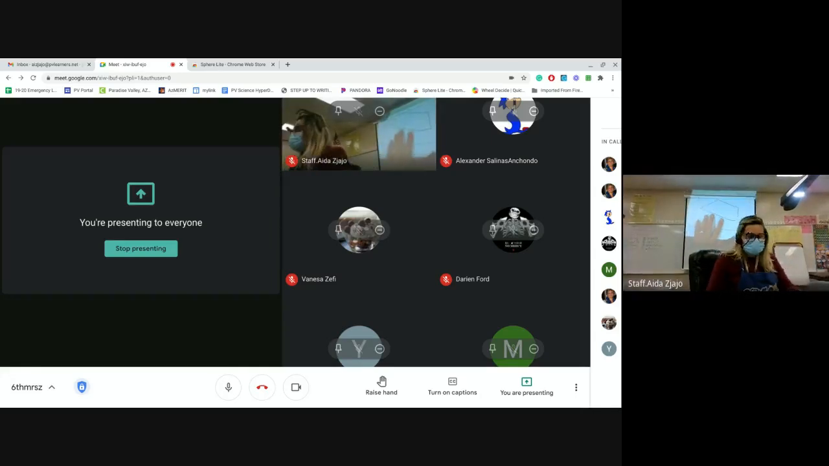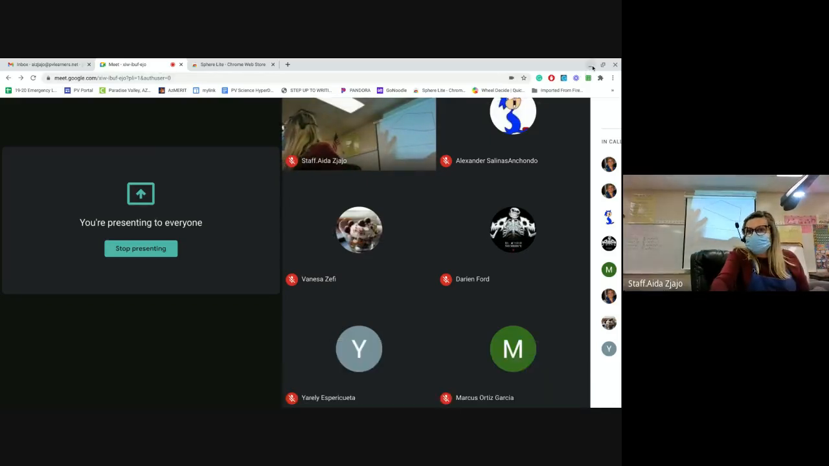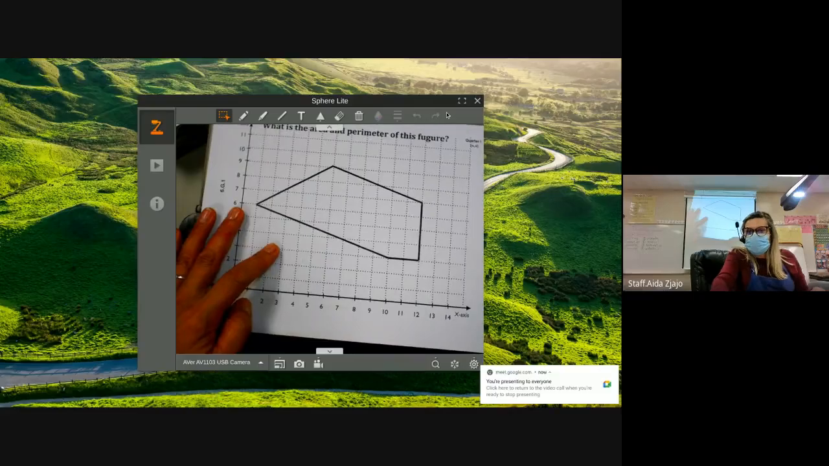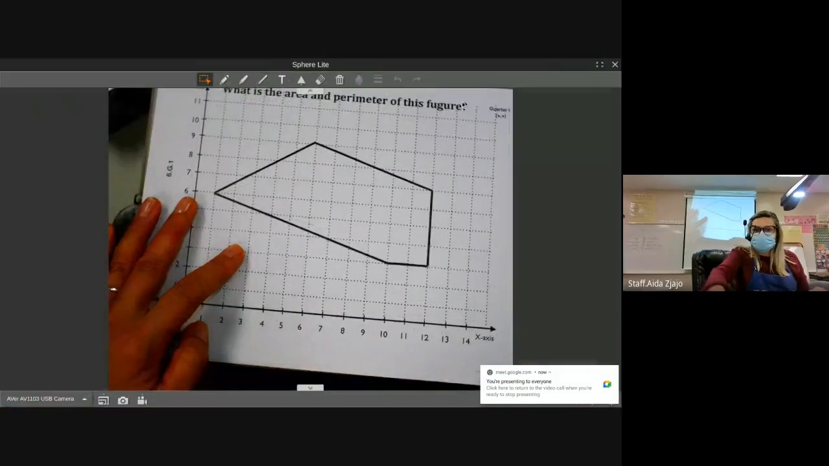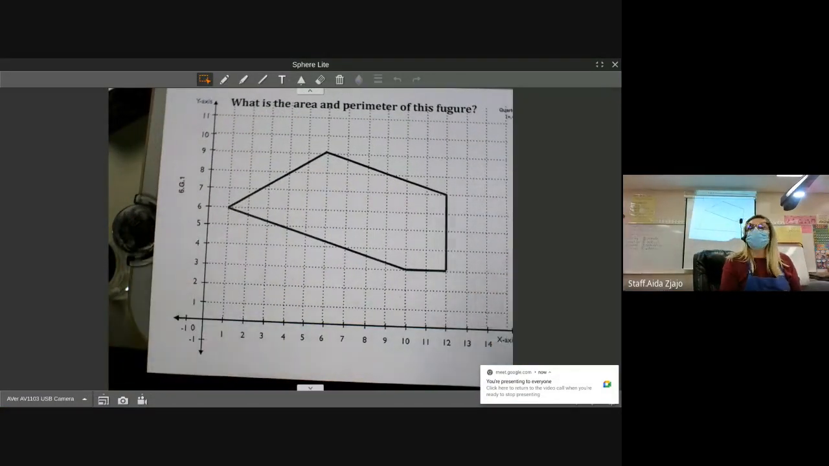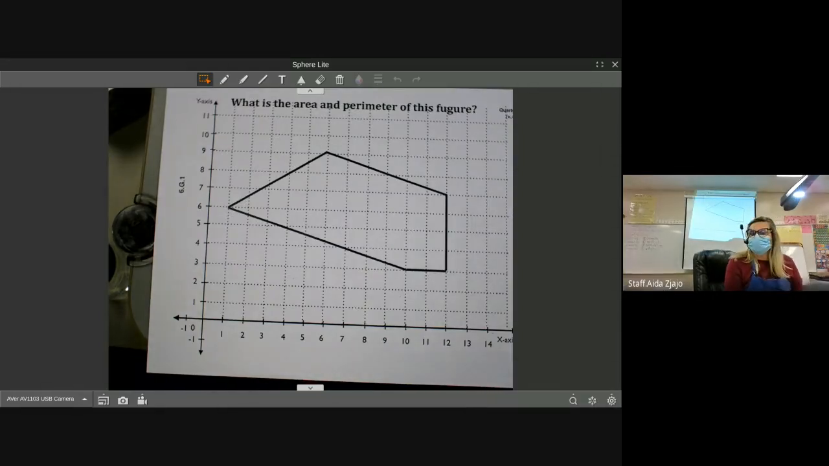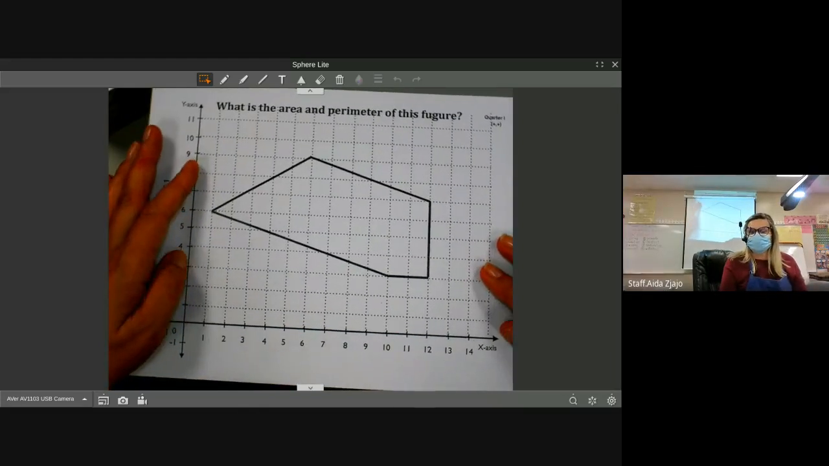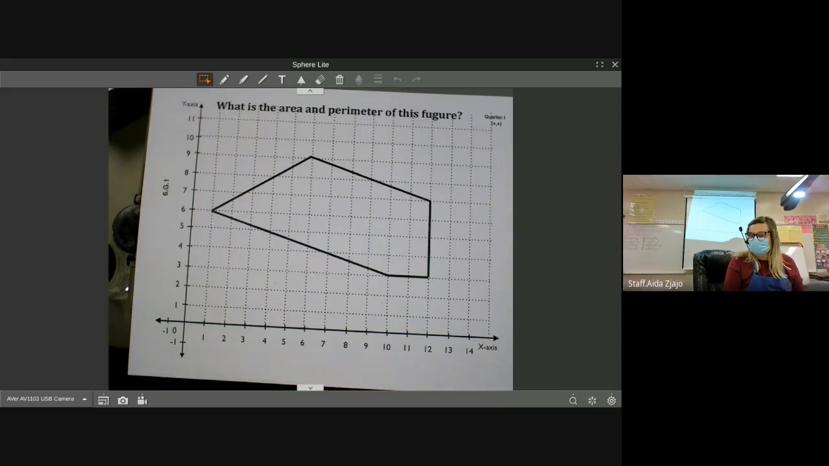Okay, guys, good afternoon. Today, our lesson is going to be about area and how to find area in two different ways. One strategy is called the inside method, and the other strategy is called the outside method. So on the first slide, we're going to do the inside method. Is there somebody who can tell me what you think the inside method could look like?